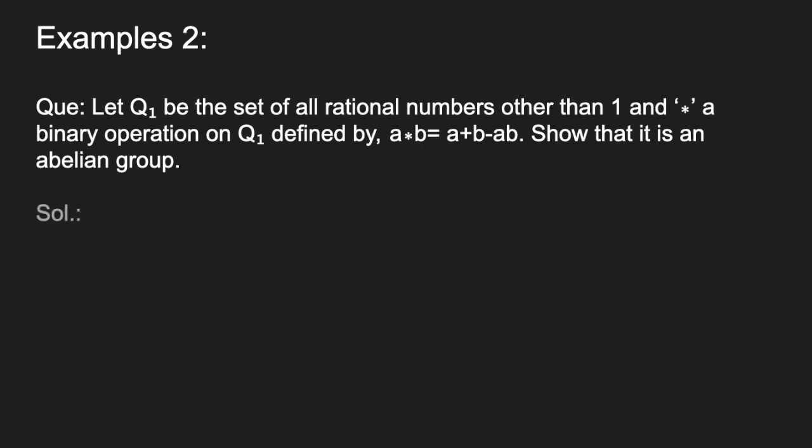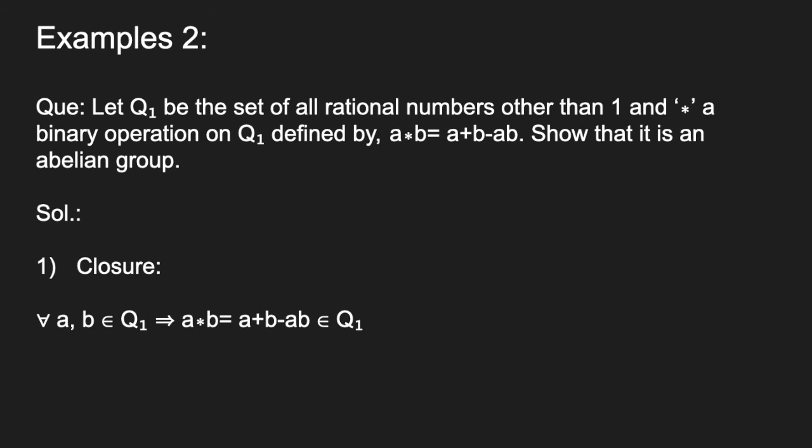The first one is closure. That will be very obvious. Now for every A, B belongs to Q1, then A star B, that is A plus B, their addition minus their multiplication, also belongs to Q1. Okay, so closure is there.